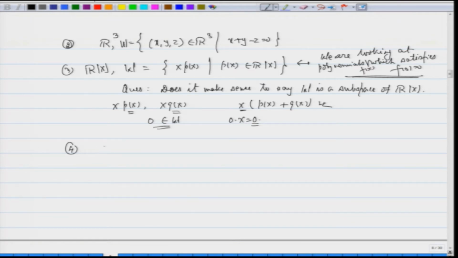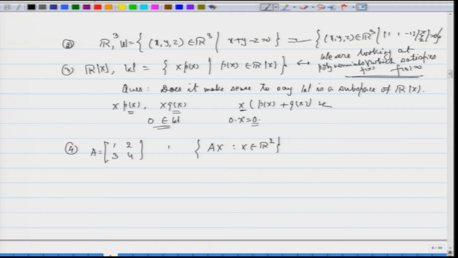Fourth, I can look at, so fix a matrix A, I fix a matrix 1, 2, 3, 4. I look at A equal to this. So, this corresponds to, I can think of this as (x, y, z) belonging to R3 such that [1, 1, -1] times (x, y, z) is 0. Fine. I can also talk of A times x, x belonging to R2. All right. I can think of this.